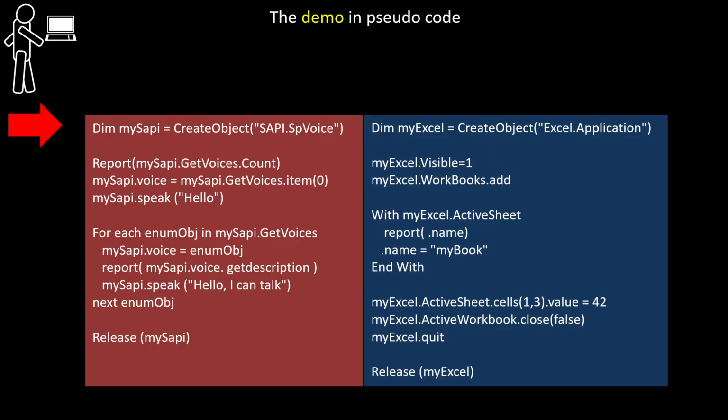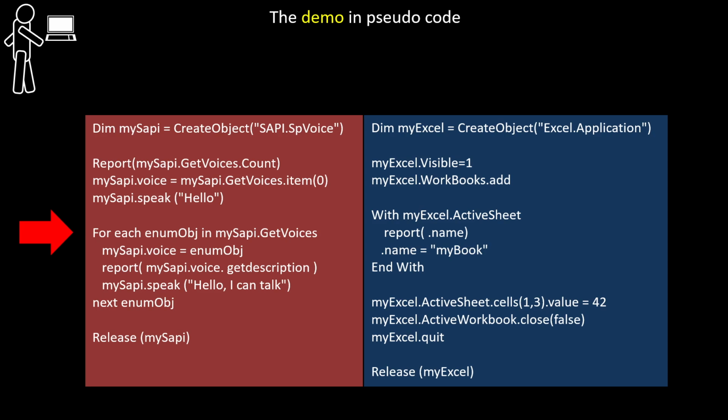The demo is in two parts. One part is concerned with the SAPI.SpVoice object, the other is with Excel. In terms of pseudocode, what we're going to do is create an instance of the SAPI.SpVoice. We're then going to report on how many voices are in the object. We're going to take the first available voice and get it to say something really complex, such as hello.